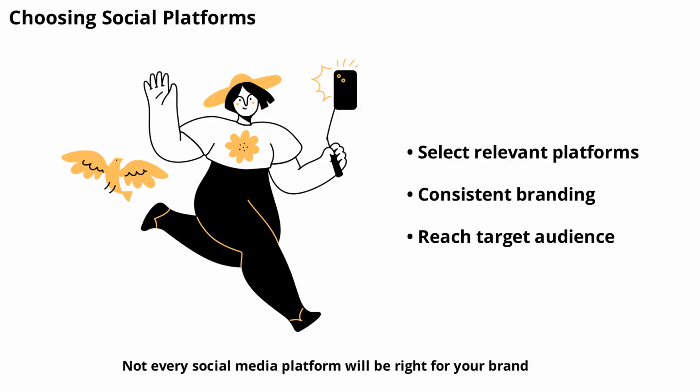Not every social media platform will be right for your brand. Research where your target audience spends their time and focus your efforts there. For example, Instagram is great for visual brands, while LinkedIn is ideal for B2B companies. Create business profiles on your chosen platforms and ensure your branding is consistent. Being active on the right platforms will help you connect with your audience and grow your brand's reach.